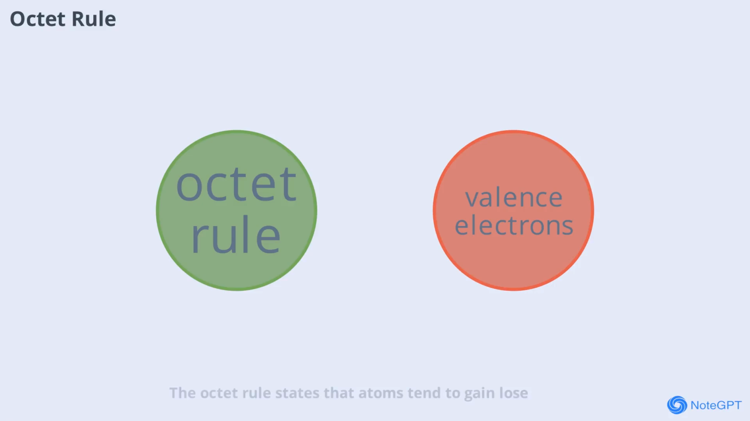The octet rule states that atoms tend to gain, lose, or share electrons to achieve a full set of 8 valence electrons. This rule explains the stability of noble gases and the common bonding patterns seen in other elements. Electronic configuration is the foundation for understanding the octet rule.